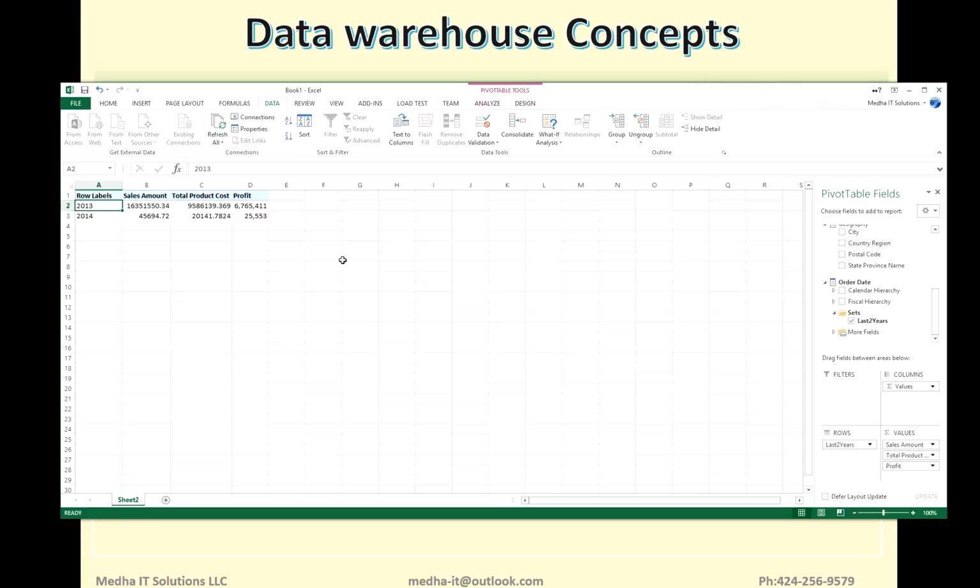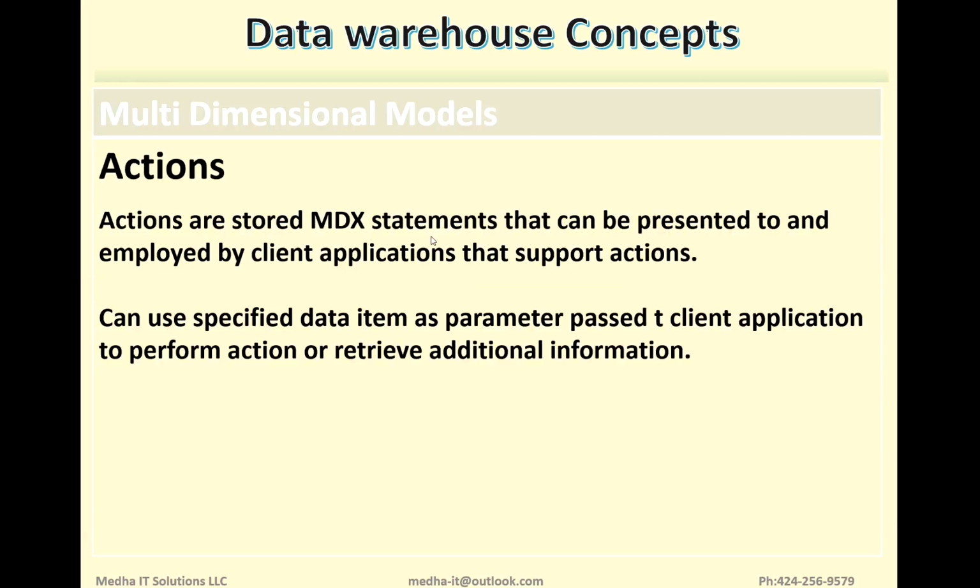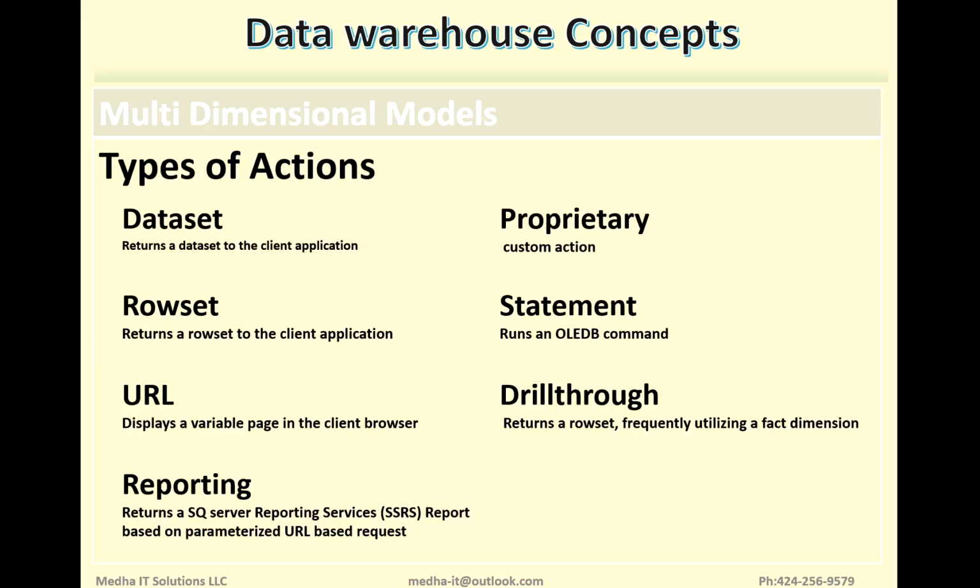Okay, that is one of the functionalities of action. You can use the actions to go to another report, and there are other options within the actions as well. We can do multiple things. So, the types of actions we have are these: data set, row set, URL, reporting, drill through, statement, proprietary.